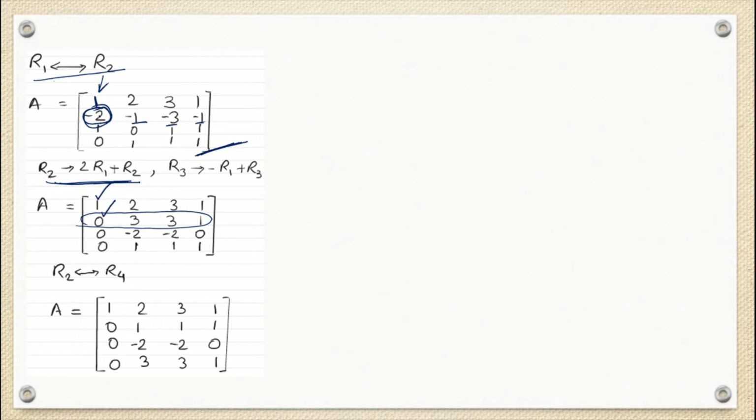Now next focus is which one? Next focus is this number. I should have 0 here also. For that what I am going to do? Here is the operation which I am going to perform. This is what? Minus R1 plus R3. So minus R1 will be what? This is already 1, so minus 1 and then plus 1 will give you 0.